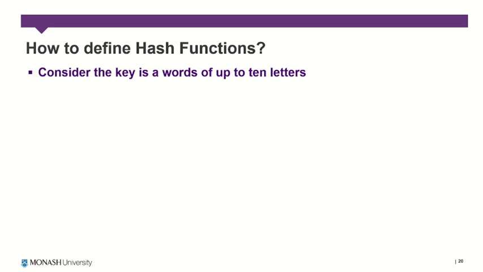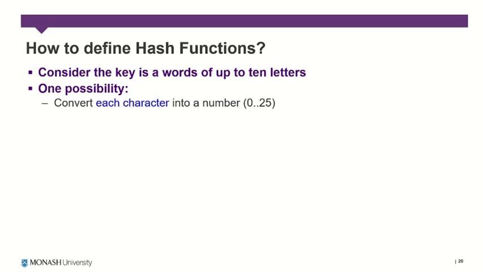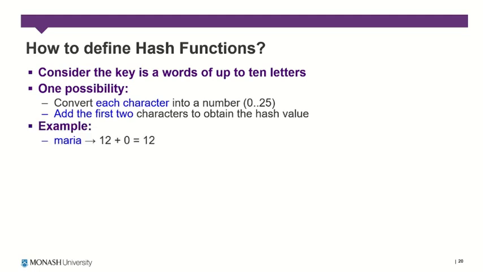Let's consider another hash function. This time the keys are basically words with up to 10 letters. One possibility would be to convert each character to a number from 0 to 25 and then add the first two characters to obtain the hash value. For example, if we had Maria, M is the 13th letter, or 12, and A is the first letter, or 0.